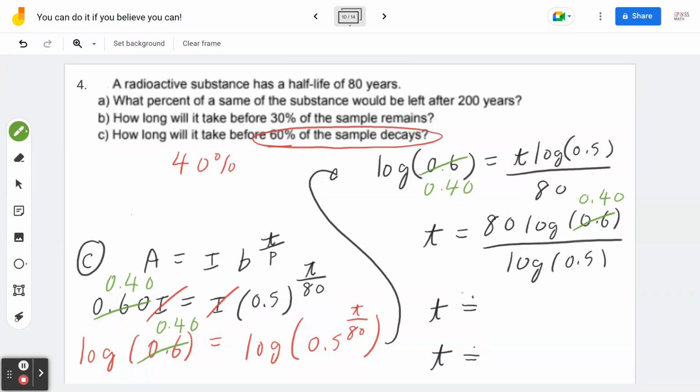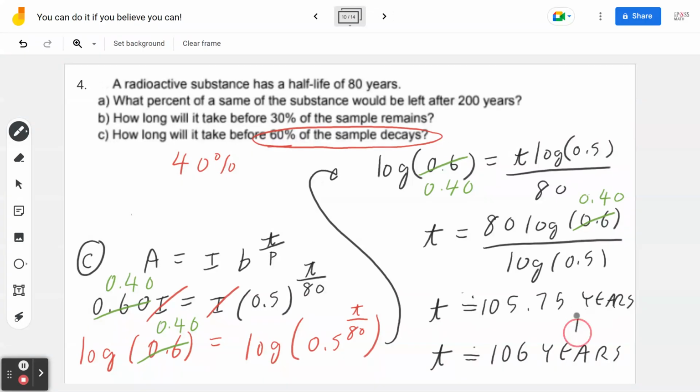So I'm going to take 80, multiply by log of 0.4 divided by log of 0.5, and I see 105.7542476. Now again, when it comes to time, I'm going to round it to 106 years, just because this would definitely give you that amount.